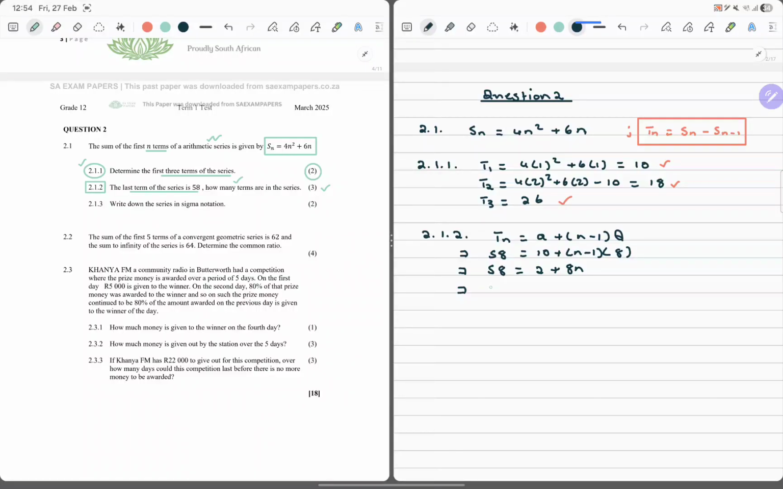So this implies also that 8n is equal to 56. Therefore, n is going to be 56 divided by 8, which is 7. So what is the question? How many terms are there? You can say, therefore, there are 7 terms in the series.